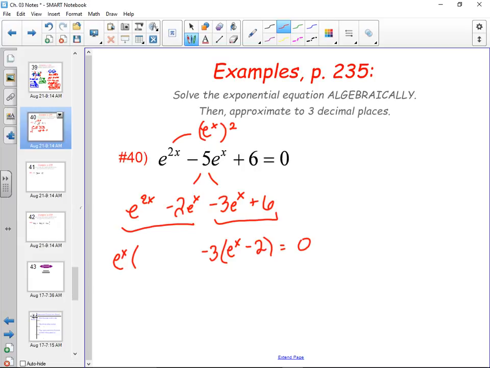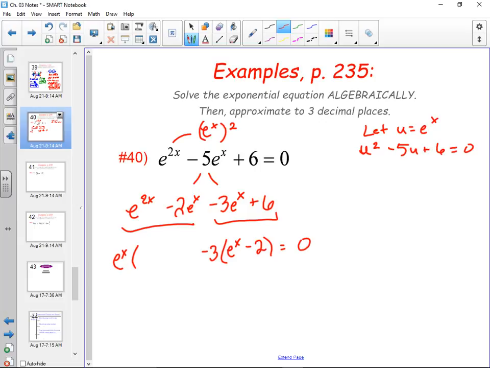I have somebody squared minus 5 times somebody plus 6 equals 0. Or if you want to look at it differently, if you're like, I don't like the e to the x, he's making it look all gross. Fine, guess what? He can be rewritten: u squared minus 5u plus 6 equals 0.